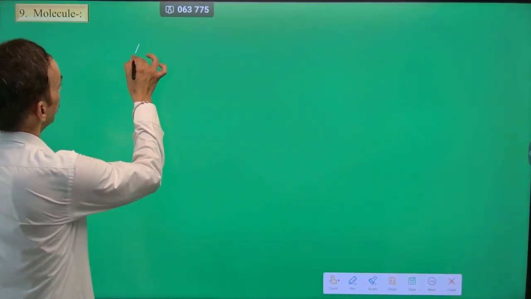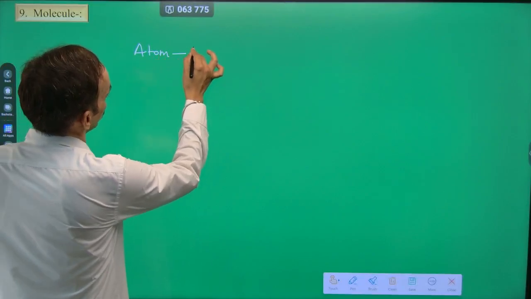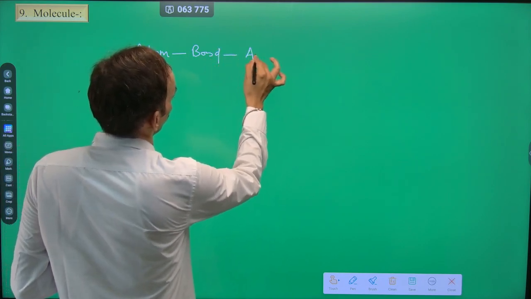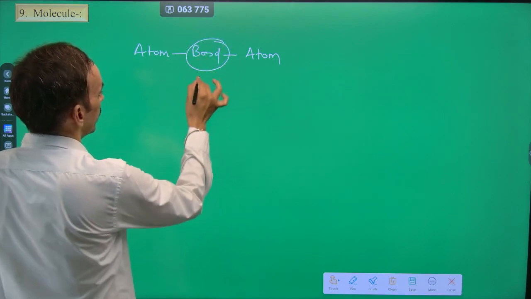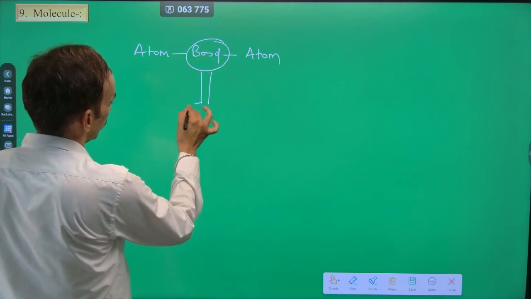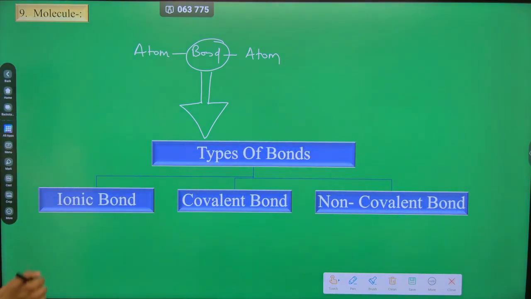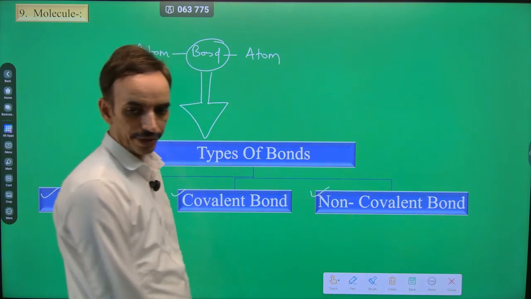Next is the molecule. The atoms are bound by certain types of bonds and give rise to molecules. These bonds can be broadly classified into three types, that is the ionic bond, covalent bond and the non-covalent bonds.